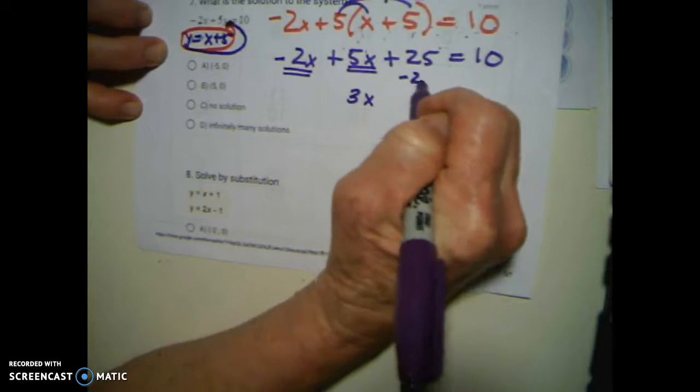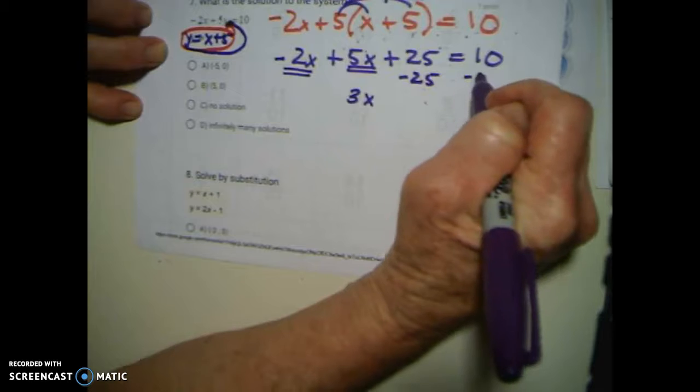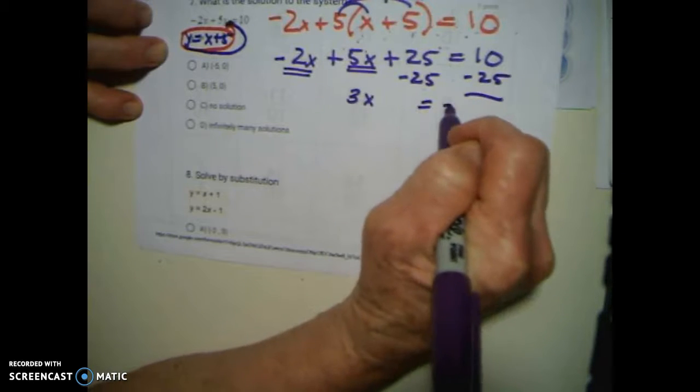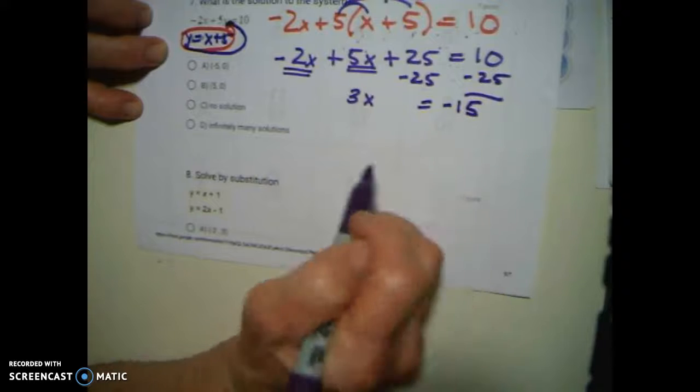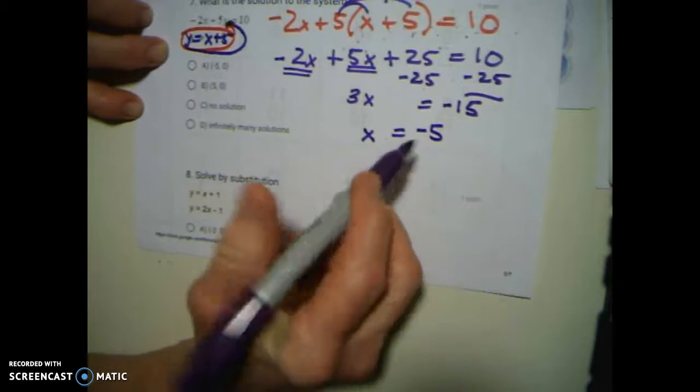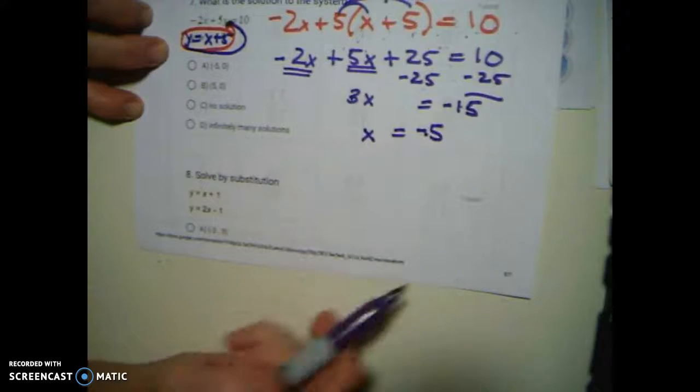I'm going to get rid of the 25. 3x equals negative 15. So x is going to have to equal negative 5. Negative 5 times positive 3 is negative 15.